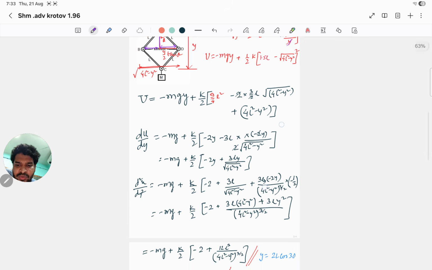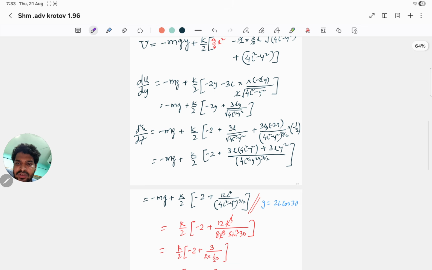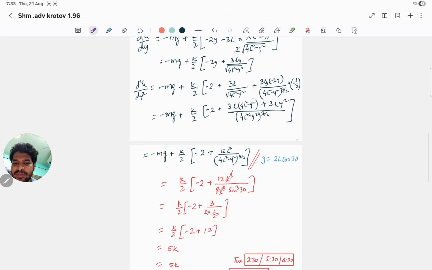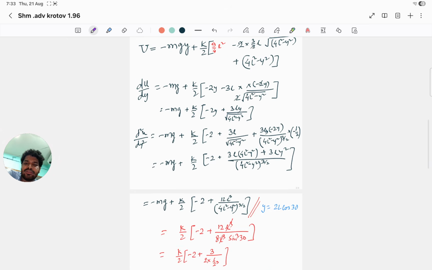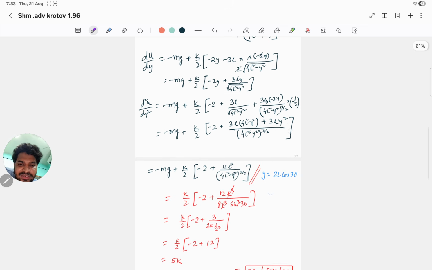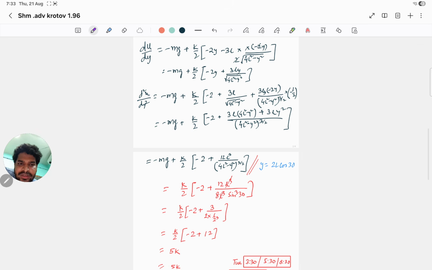Now what you need to do, I am just doing d²u/dy². Otherwise, to go through the energy equation only, you may equate du/dy to 0 to find the value of y, because du/dy is 0 means force is 0, so you will get the equilibrium position. As earlier I got the equilibrium position from the force equation, I am not doing so, I am just differentiating it with respect to y. So d²u/dy² is equal to minus mg plus k by 2 minus 2. Again I am differentiating it, and after this you may take the screenshot and solve this one on your own.